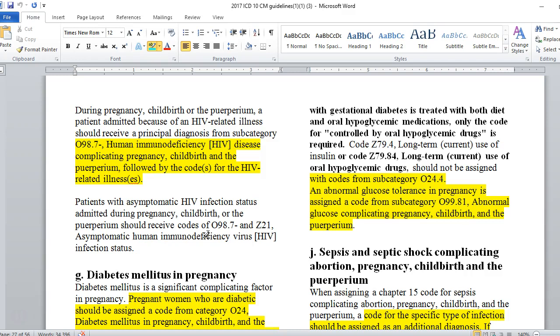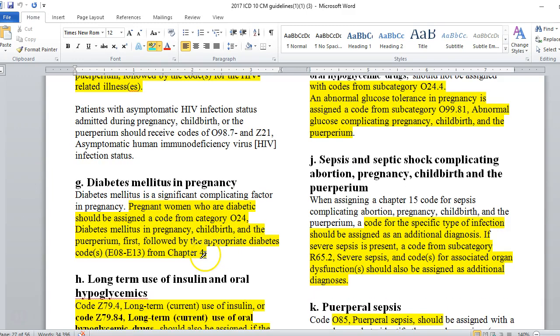So patients with asymptomatic HIV infection status admitted during pregnancy, childbirth, or the puerperium should receive codes O98.7- and Z21, asymptomatic human immunodeficiency virus infection status. So again, it's still going to be the same O code, but again, which HIV code are we going to use based off of mom's information.